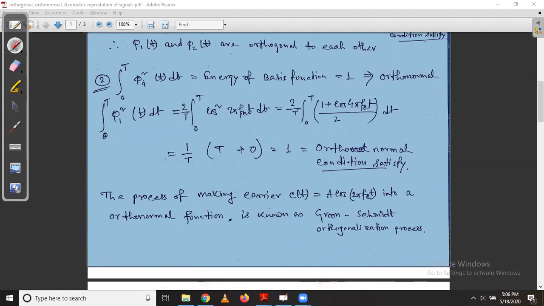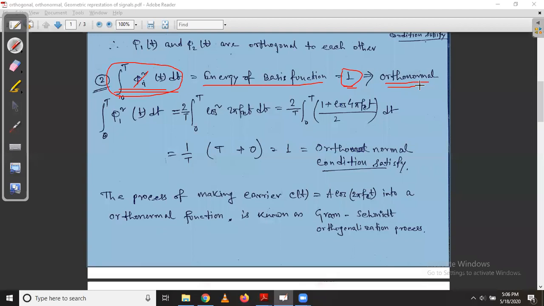So now this is the equation. If this equals 1, that is the condition of orthonormal. This integration gives you the energy of the basis function, where phi is the basis function. So the energy of the basis function is the integration of the square of the basis function, and if this equals 1, then we can say that this basis function phi i is orthonormal. So these are two important definitions: one is orthogonal, one is orthonormal.